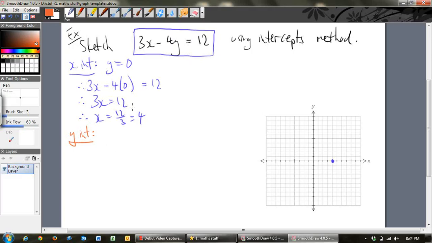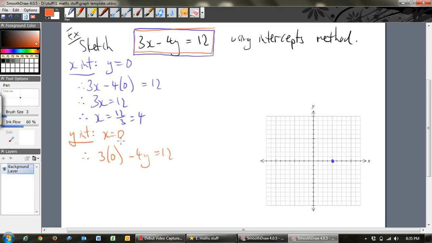How do we find the y-intercept? The y-intercept happens when x is equal to 0. And you can just see these are back to front here. X-intercept you find by y is equal to 0. Y-intercept happens when x is equal to 0. So all you do is go back to your rule up here. There's your rule. Very important. It's the governing rule. And what we say is let's put x equals 0 in here. In other words, 3 times x, x is 0, minus 4y equals 12.